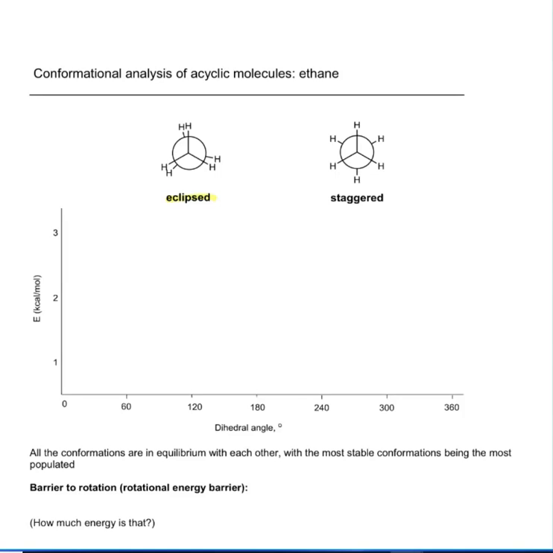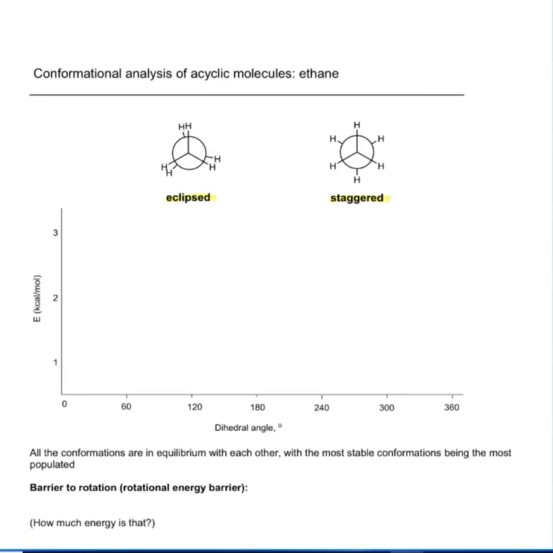And there's a staggered conformation of ethane as well. Remember that what we're doing is rotating in 60-degree increments around the bond. As we do that, we go first from an eclipsed conformation to a staggered, then back to an eclipsed, then to another staggered, then to an eclipsed, and so on as we rotate around the bond.